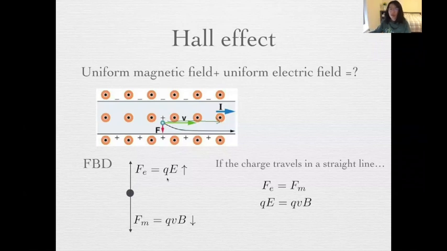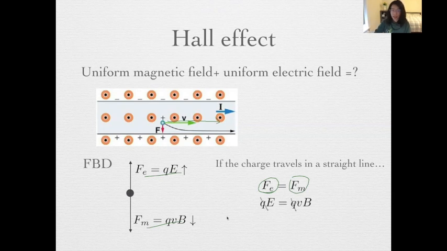If that happens, it means this particle experiences a force equilibrium. The net force acting on this particle should be 0. If electric force equals magnetic force, they cancel out each other. Then I know Fe is QE, Fm is QVB. Then this Q can cancel out.